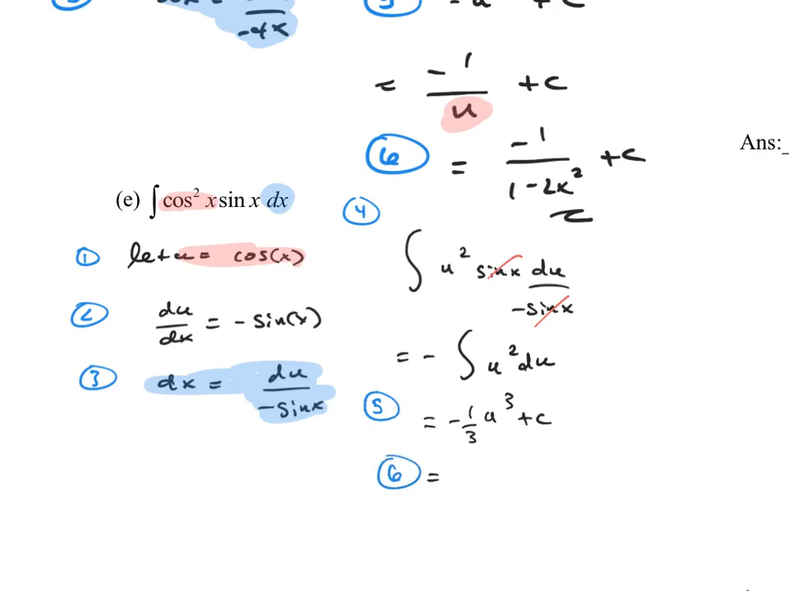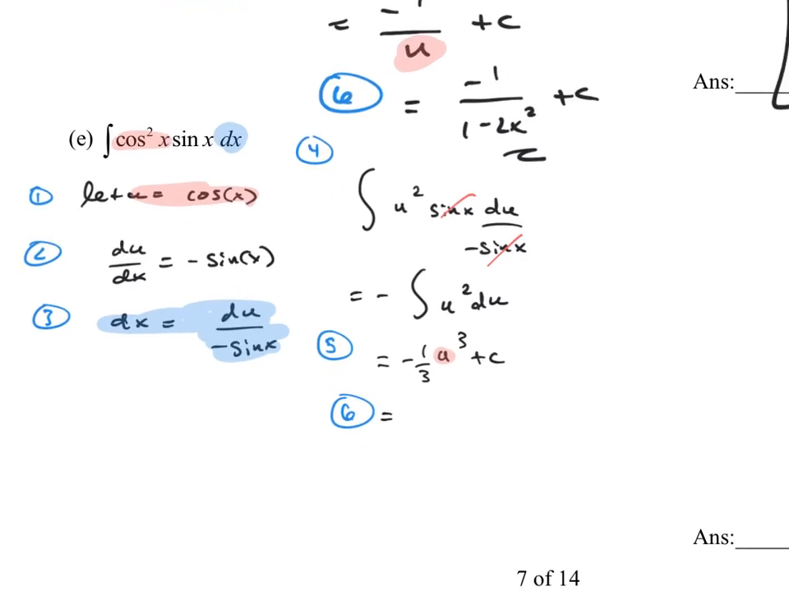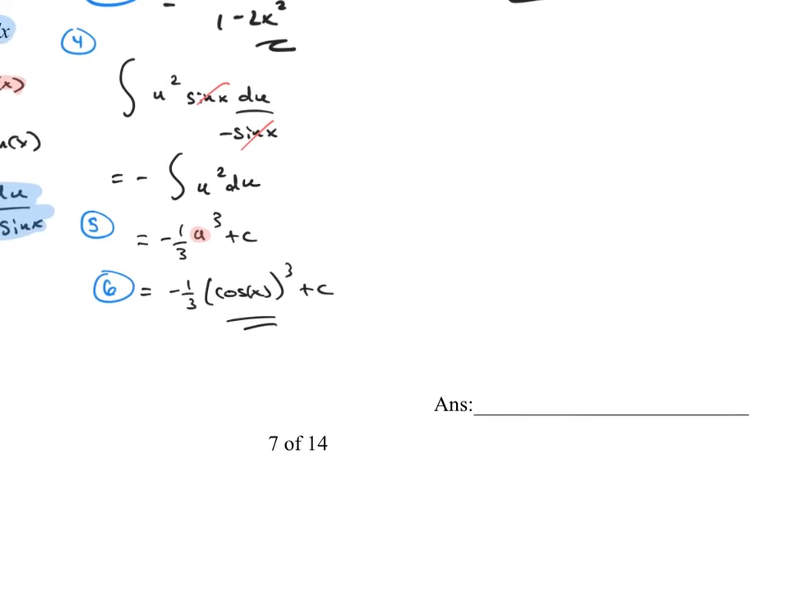So let's go ahead and do our last step. Again, that last step is just back substituting for u. So we would have negative 1/3 times u, which was cosine of x, cubed plus c. That should be our answer there. Of course, we could write it a little bit differently if we wanted to. This would be negative 1/3, you could write it as cosine cubed of x plus c. Either of those formats, I truly don't care. That's your final answer. How do we know it's our final answer? Again, take the derivative of that and you should get the original problem.